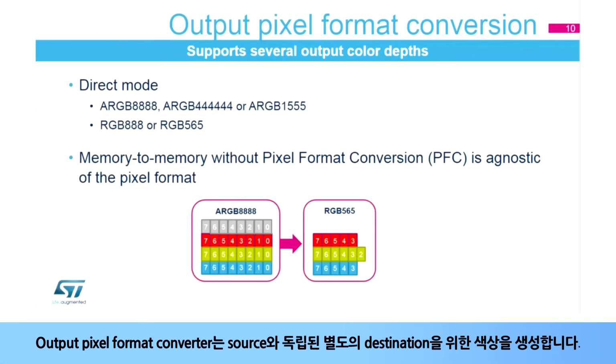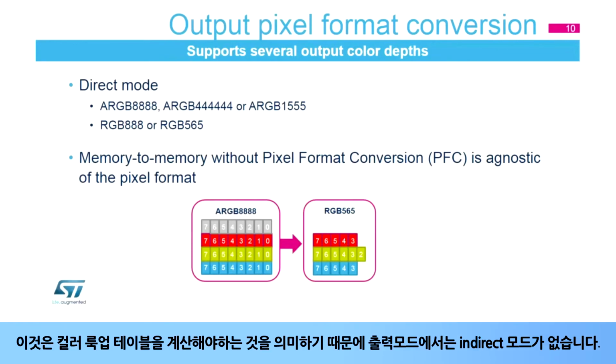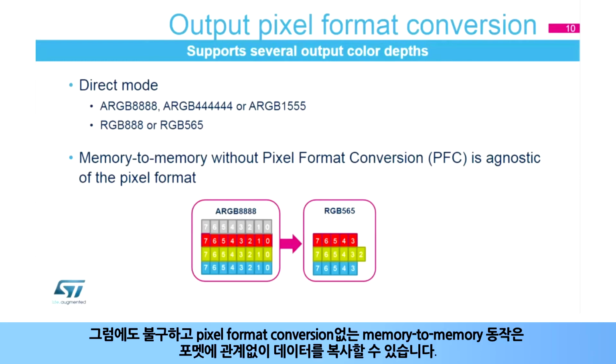The output pixel format converter generates the color for the destination independently from the source. There's no indirect mode in output, as this would imply having to calculate a color lookup table, or CLUT. Nevertheless, memory-to-memory operations without pixel format conversion, or PFC, can copy data independently of their formats.